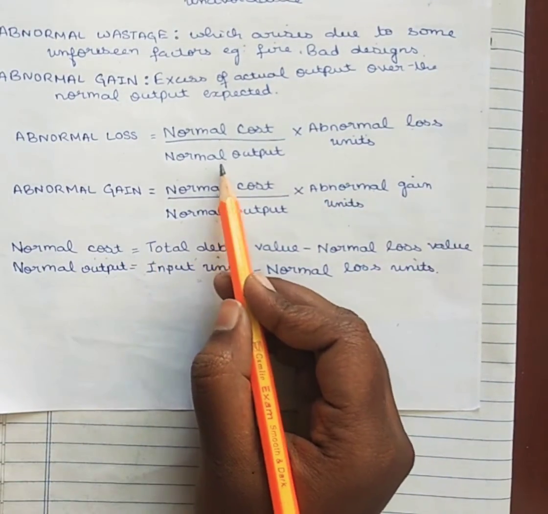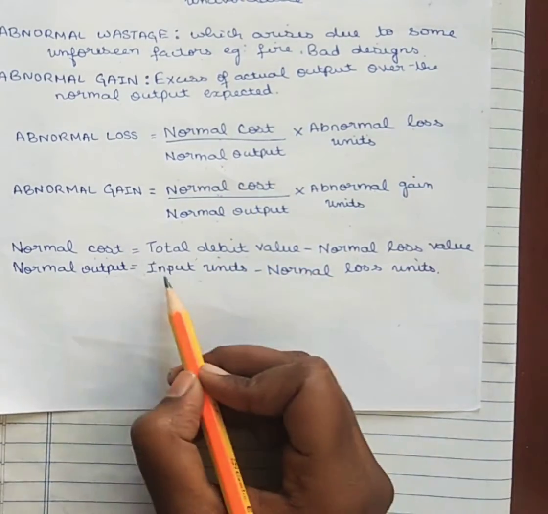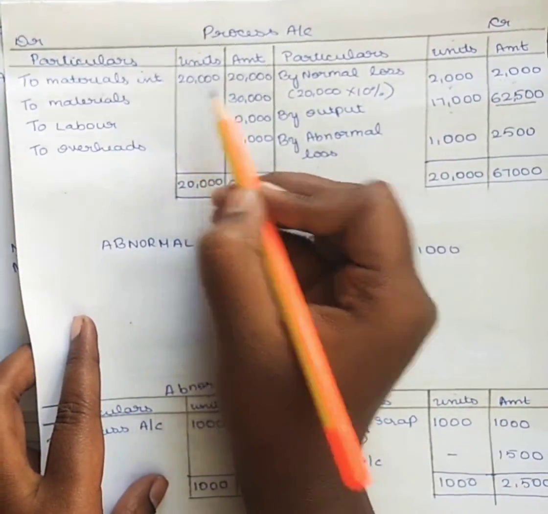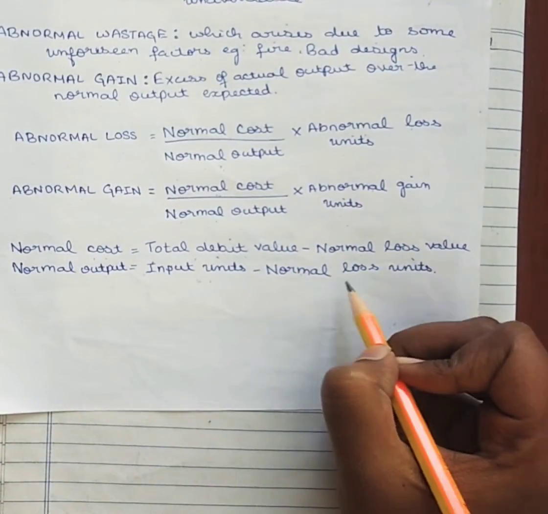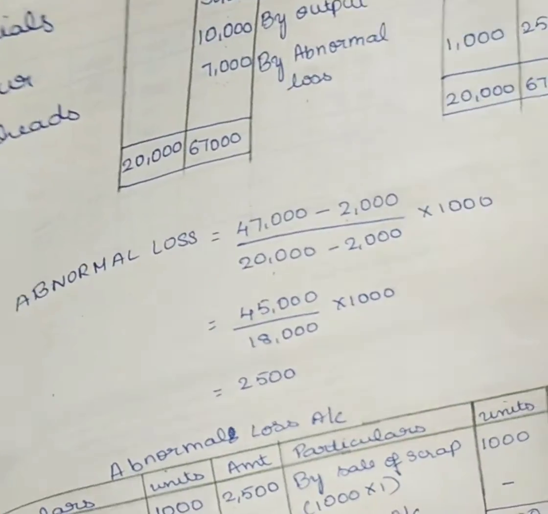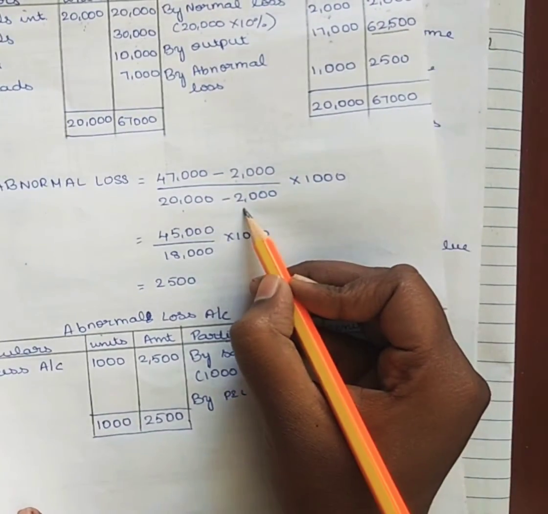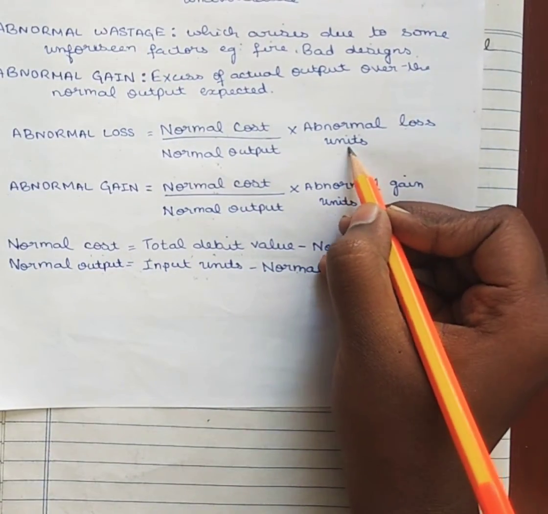Now we need to find out the value of normal output. What is the formula to calculate normal output? Look here, input units. So what is the input units? It is 20,000. That 20,000 is what I have taken here, minus the normal loss units. So what is the normal loss units? It is 2000. So minus 2000 into abnormal loss units. Now this is what we need to find out.